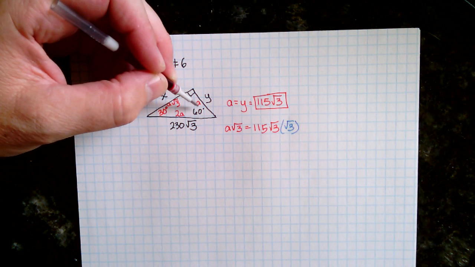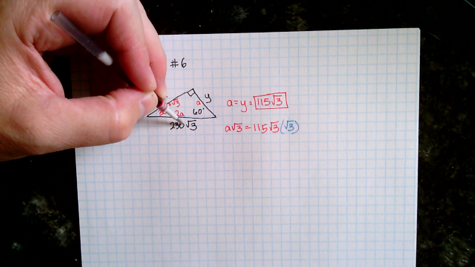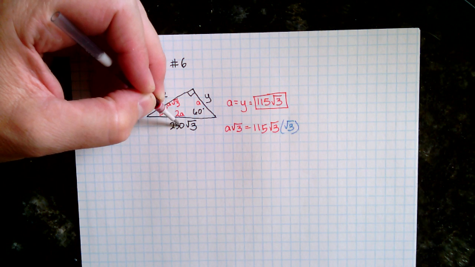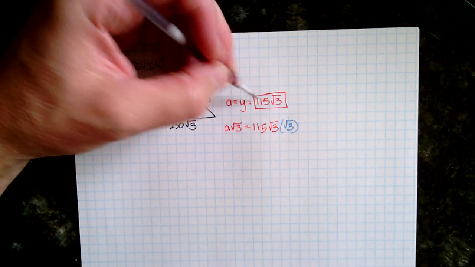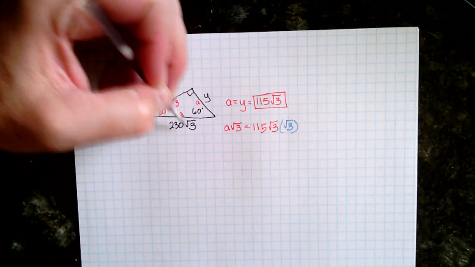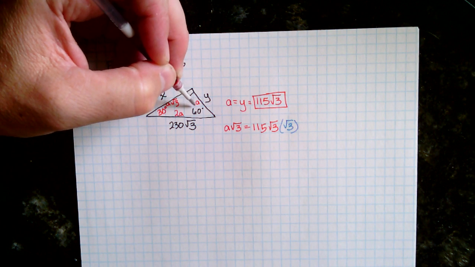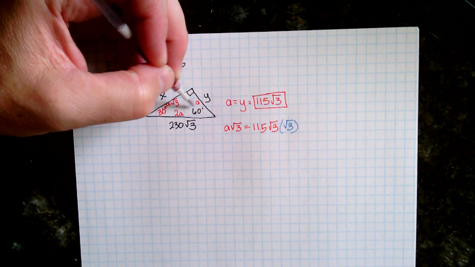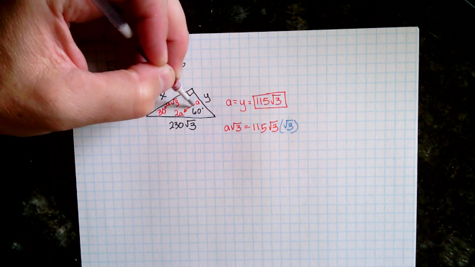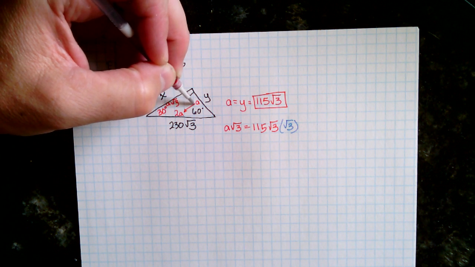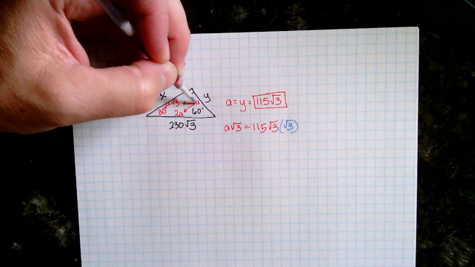A is the short leg, which is half of the hypotenuse. So if this is 230 root 3, then half of that would be 115 root 3. And I used A as a placeholder to set my ratios. In other words, this is A, this is twice the amount of A, and this is whatever A is times root 3.